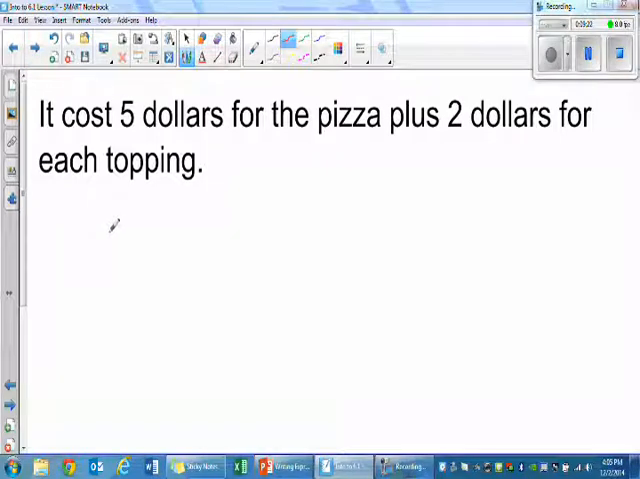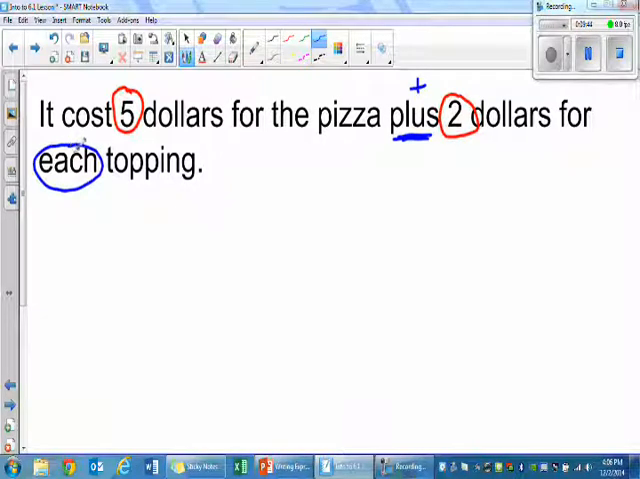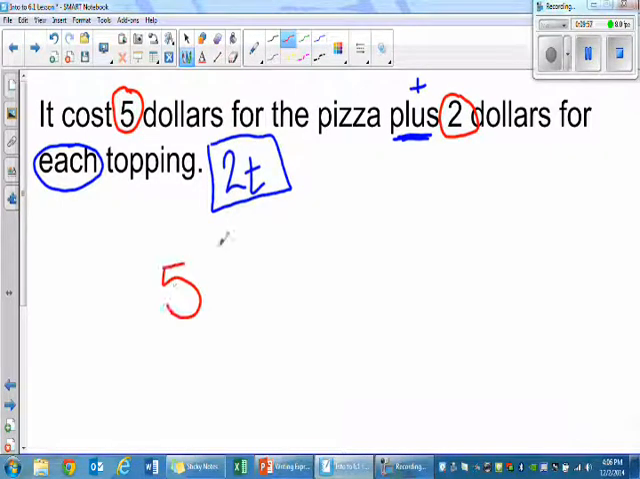Okay. It costs $5 for the pizza plus $2 for each topping. We have our numbers. We have $5 for the pizza plus, so that one's not hard. So we're going to be adding $2 for each topping. Each is a key word here. Okay? $2 for each topping. This is important. I'm going to take 2 times the amount of toppings to get that cost.